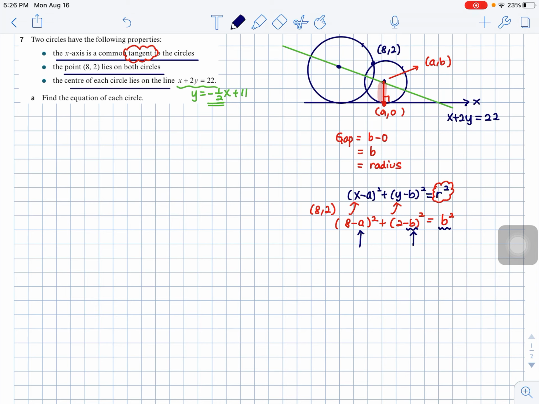What we can do, we know that this center lies on this line. Am I right? So let's try to label it, rearrange. A plus 2b equals to 22. Therefore, a is 22 minus 2b. What I can do, I can take this and I can substitute here. By doing that, I will be able to find the value of b. And eventually, I will know the center of the circle. Let's try.